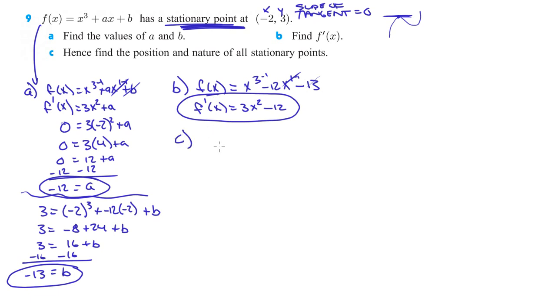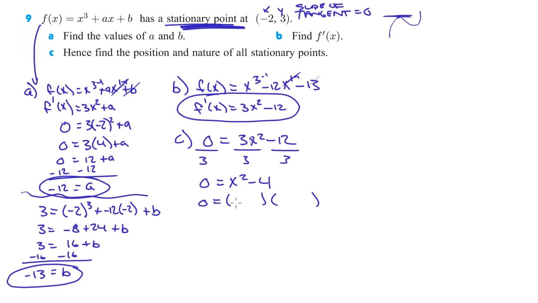And then part C says, hence find the position and nature of all stationary points. Okay, so we know that at all stationary points, the slope of the tangent is 0, right? So 0 equals 3x squared minus 12. Let's divide everything by 3 to make our life a little bit easier. 0 equals x squared minus 4. So really we want to try to factor this thing out, right? And that's a difference of two perfect squares. So x goes here and here. The square root of x squared is x. The square root of 4 is 2. One's positive and one's negative.